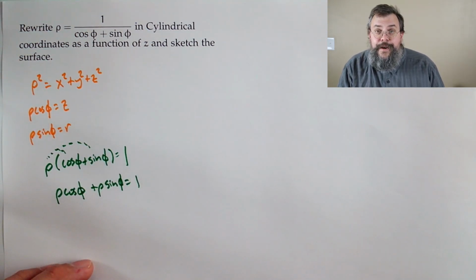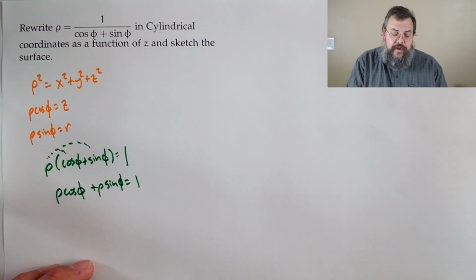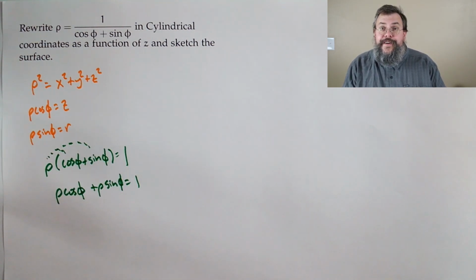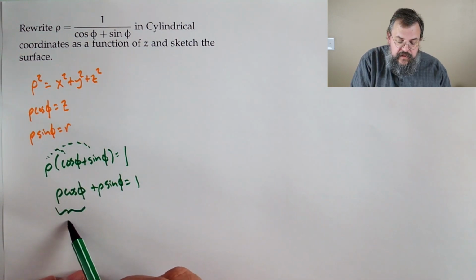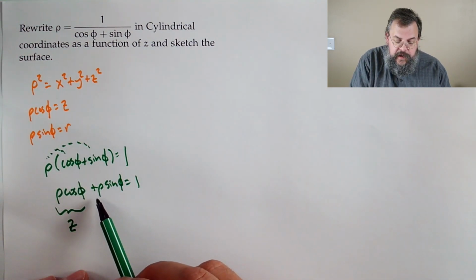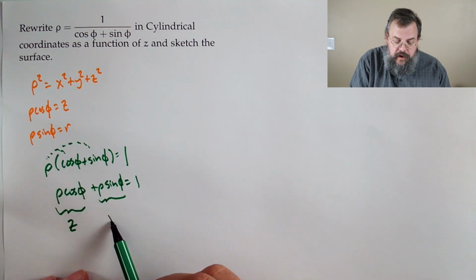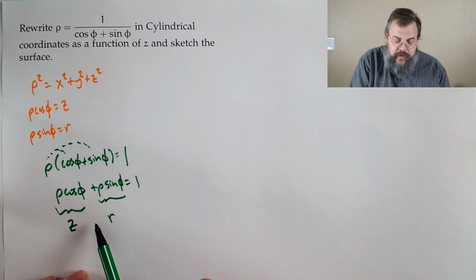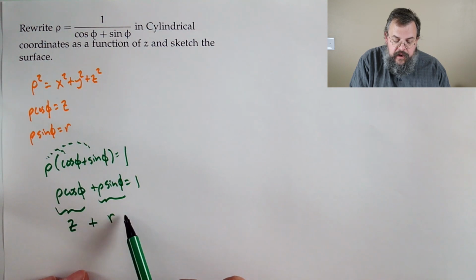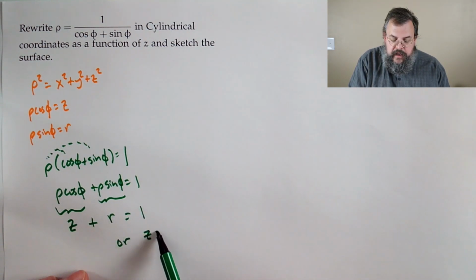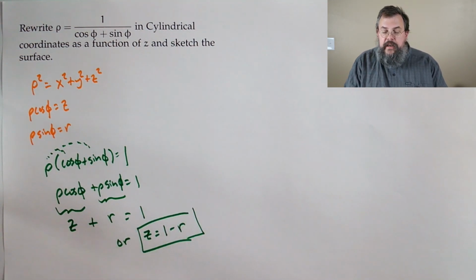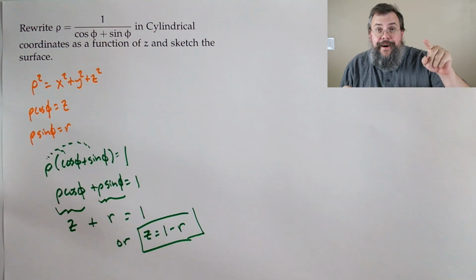All right, good. And now we say, hey, perfect. Rho cosine phi becomes z. Rho sine phi becomes r. So, z plus r equals 1. Or, oftentimes we'll write it as z equals 1 minus r. All right, so that is cylindrical coordinates. Good. Done with that part.